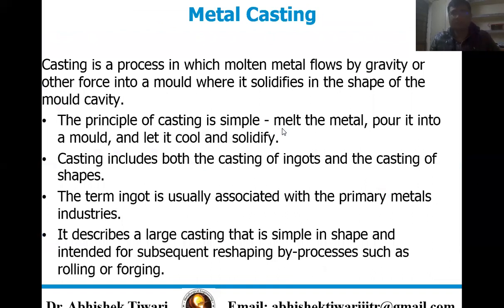Then we are going to discuss metal casting. So what is metal casting? Metal casting is a process in which molten metal flows by gravity or other force into a mold where it solidifies in the shape of the mold cavity. In metal casting, first we melt the metal and then pour it into a mold and then let it cool so that it can solidify.